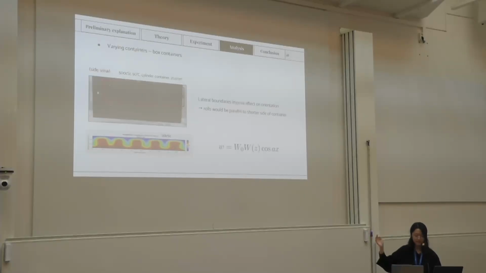So this is a side view. We can see that lateral boundaries impose an effect on the orientation of the parallel rolls made inside a fluid. The rolls would be parallel to the shortest side of the container.